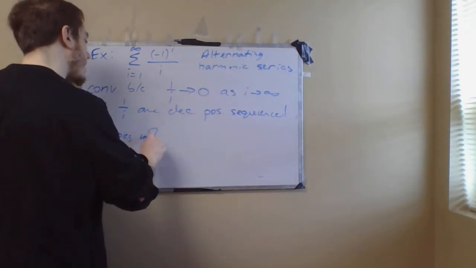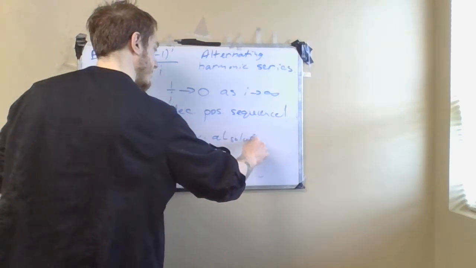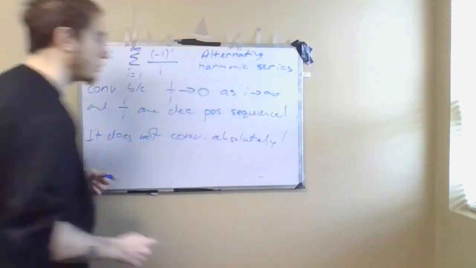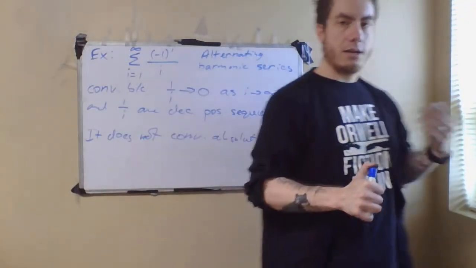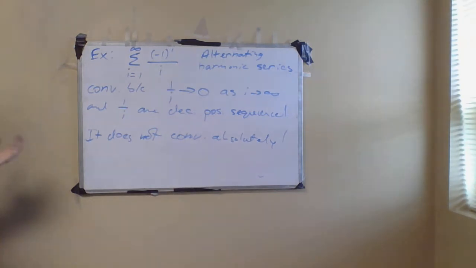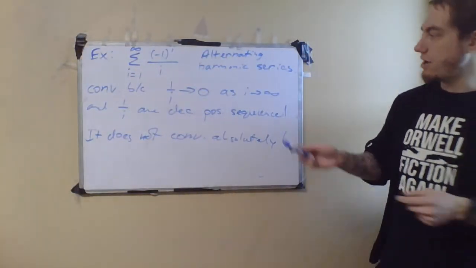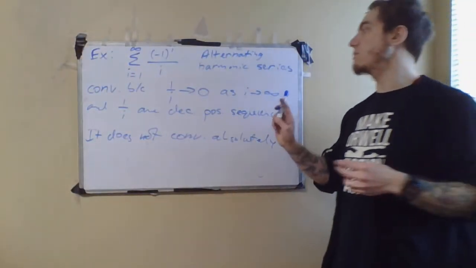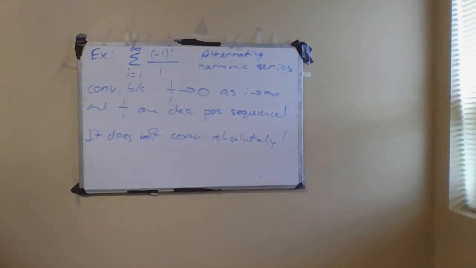But notice it does not converge absolutely. So why does this thing not converge absolutely? Well, because if we looked at the absolute series, then this would actually just be the harmonic series, 1 over i. That does not converge by the integral test. We know it doesn't converge. And therefore, this is an example of a sequence that converges, but it does not converge absolutely.